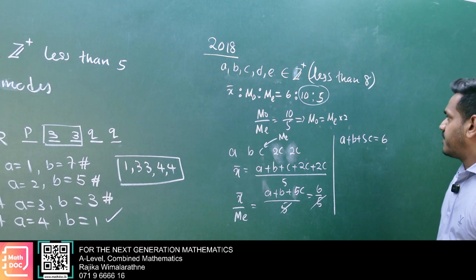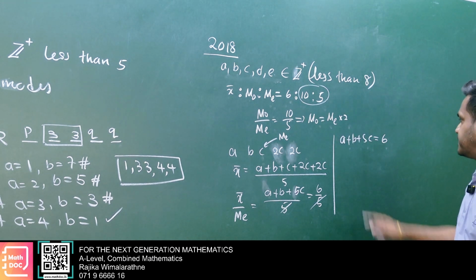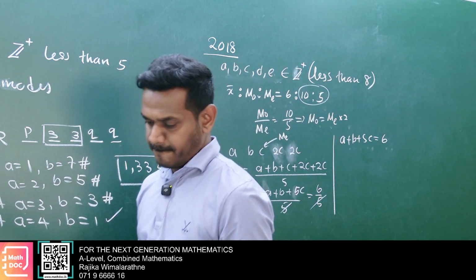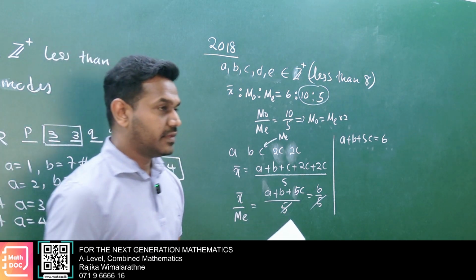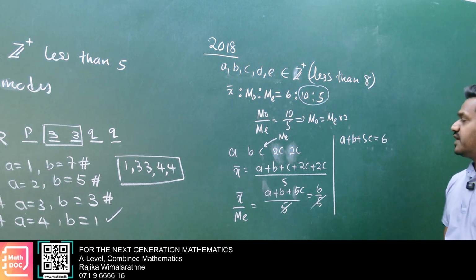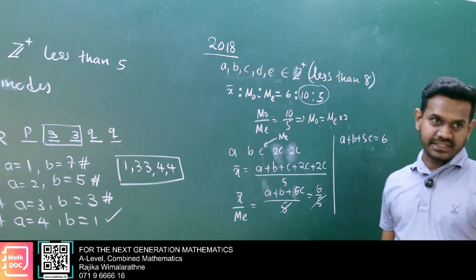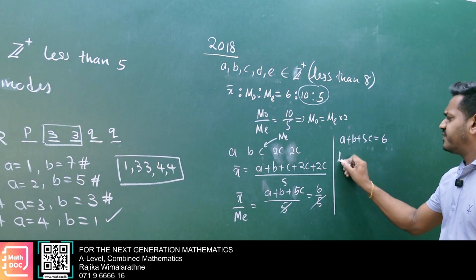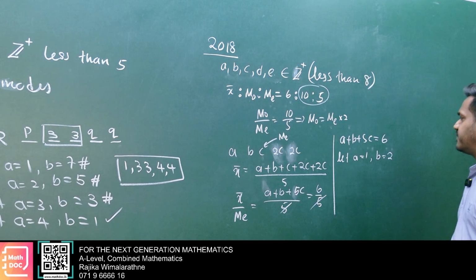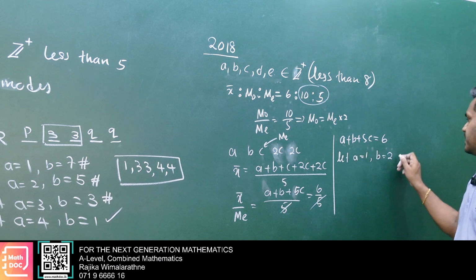Then further, A plus B plus 5C equals 6. Okay, go up to that. Then all values are less than 8, no? Then you have to guess the values. Definitely A, B, C are different, no? Now let A equal 1, B equal 2, then find the C value.